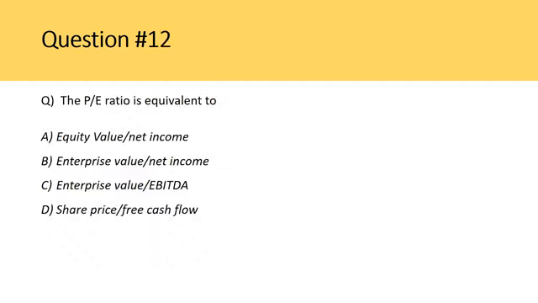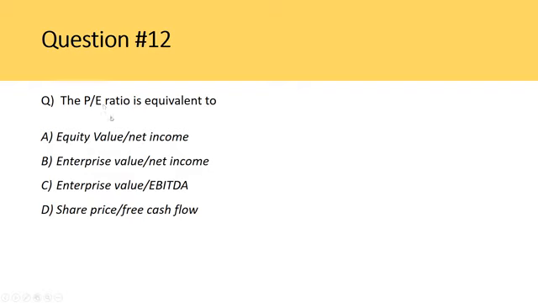Question 12. The price to earnings ratio, the PE ratio, is equivalent to what? Well, we talked about this in the video. Price to earnings is an equity value multiple. So really we can already cancel out B and C because it would not be correct. It does not consider enterprise value. And really the answer is A. It would be equity value divided by net income.